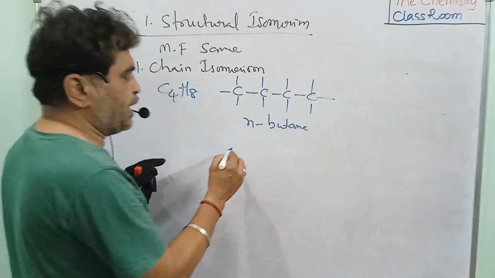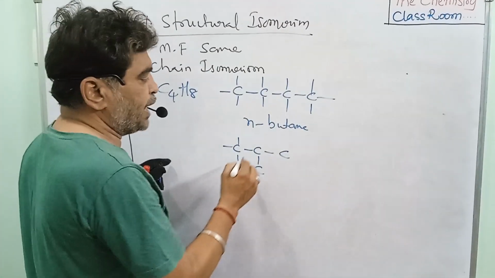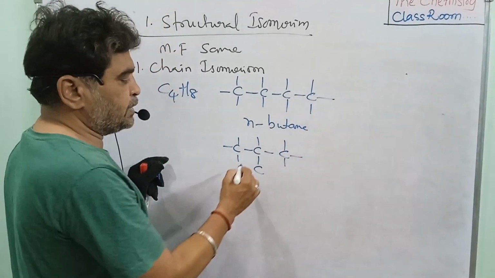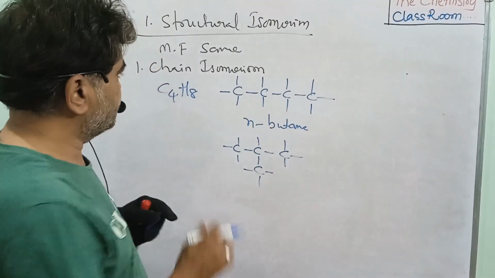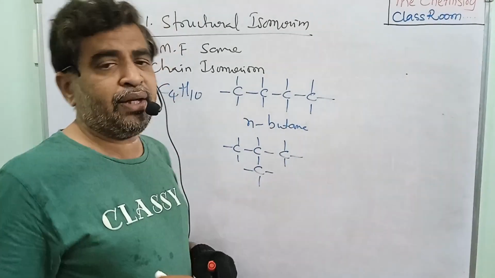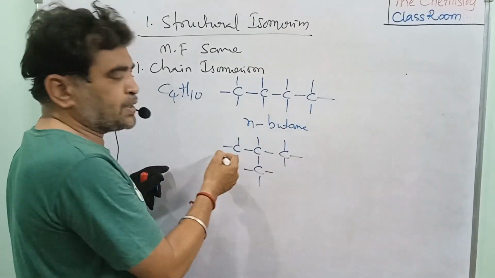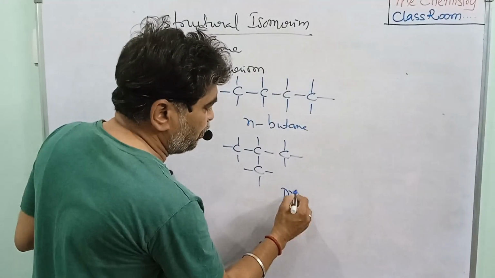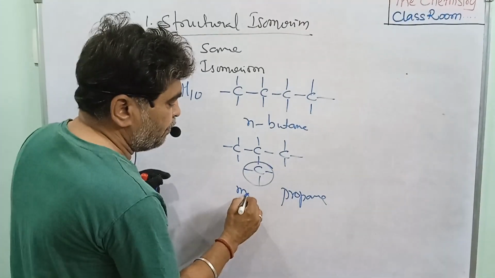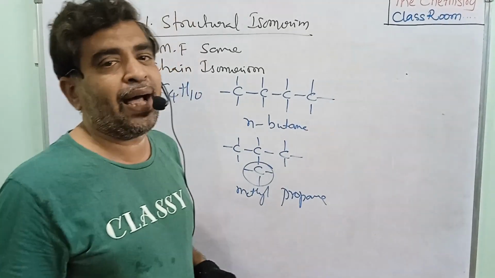Now I will write one more compound. You see this compound. This carbon has 3 hydrogens, this carbon has 1 hydrogen, and this carbon has 3 hydrogens, and this carbon also has 3 hydrogens. Now the straight chain we observe belongs to propane. In this propane, we get one side chain. What is the side chain? It is methyl. So this compound is called methyl propane.